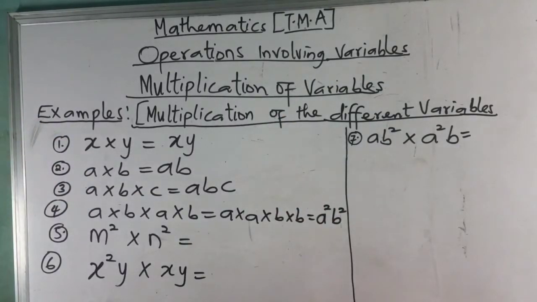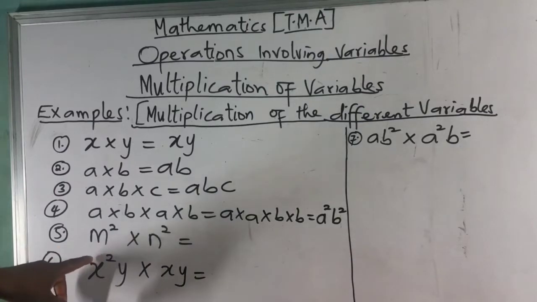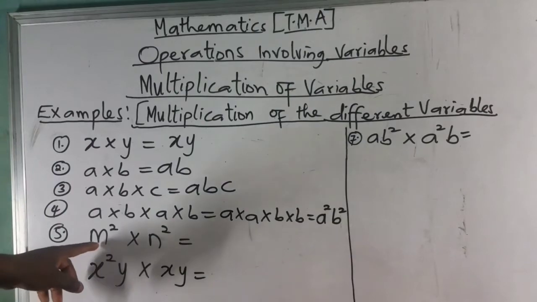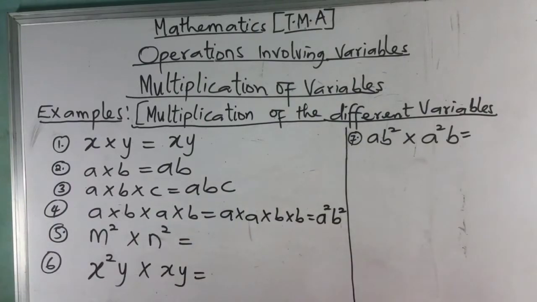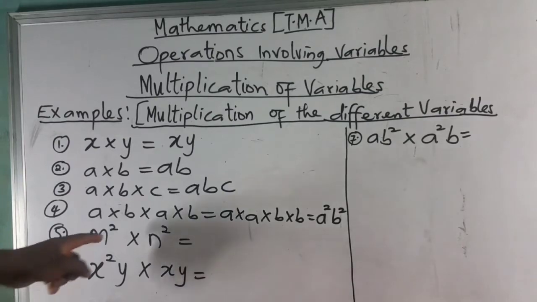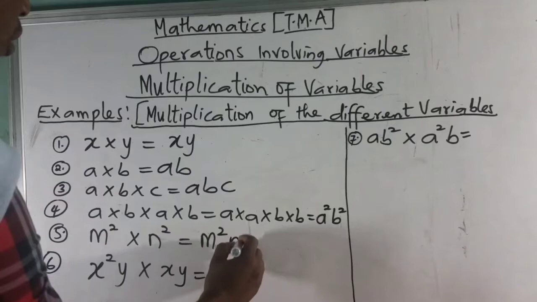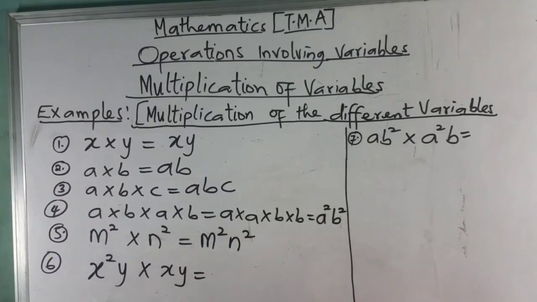Then we have m squared times n squared. These are different variables, although there is a square here. With this we can't do anything. We still have to follow that law. They are still different irrespective of the number of powers or index it has. So this gives me m squared n squared, and they come together because they are different.